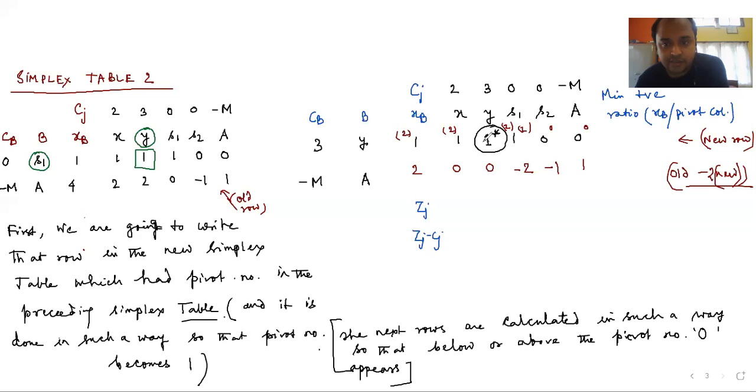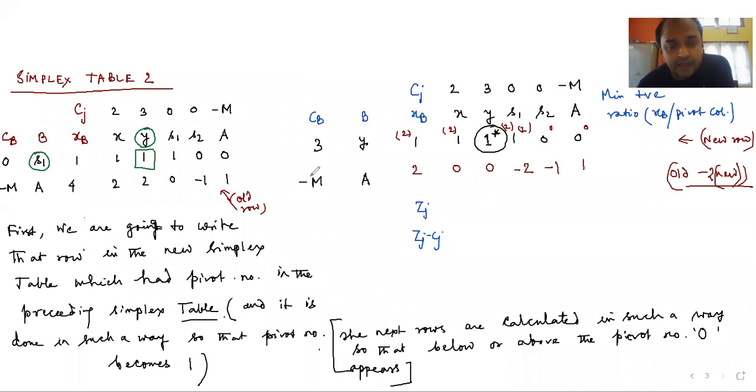2 minus 2, that is 0. So below the pivot number, 0 is coming. 0 minus 2, that is minus 2, minus 1, minus 0, that is minus 1, 1 minus 0, that is 1.